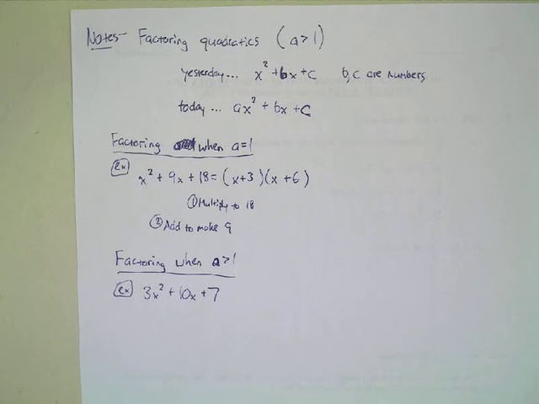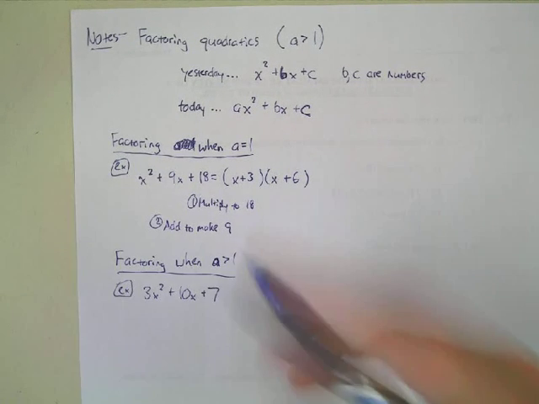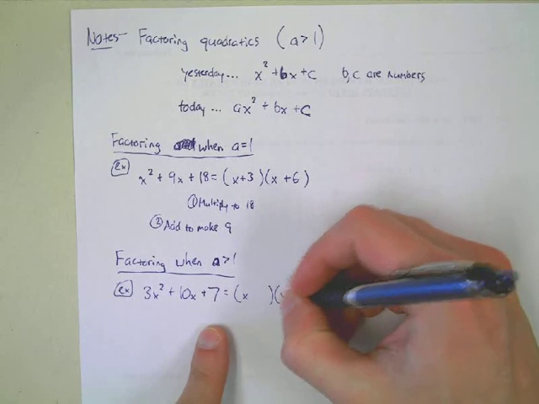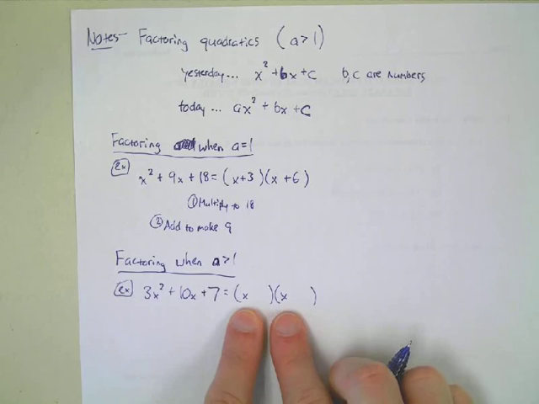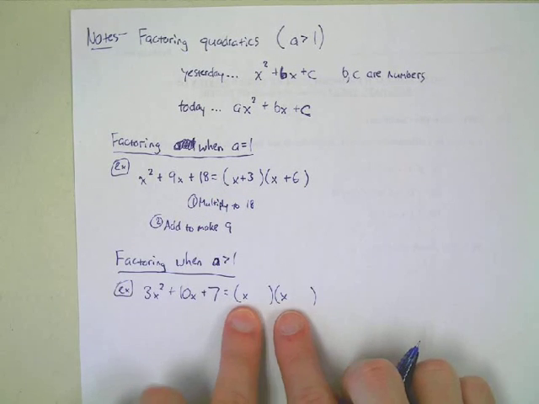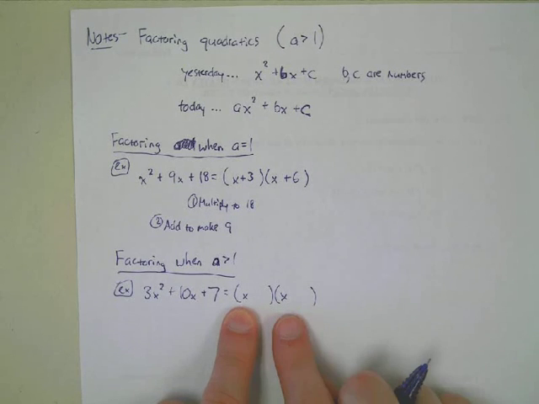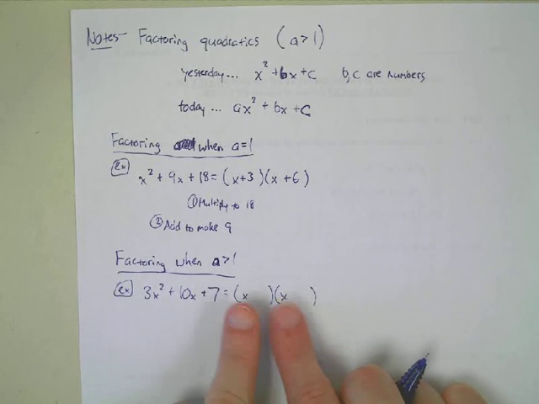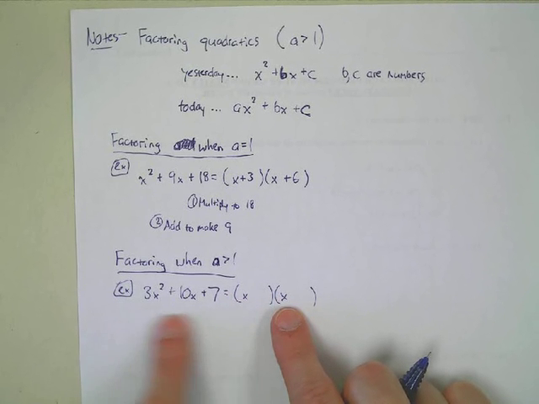Okay. So let's see if we can follow our same rules here. Can I start out with x and x like I did last time? No. Is that going to work this time? No. Why not? Because a is not equal to 1 here. If I were to re-multiply this, x times x, what's that give us? X squared. What do I need according to this, though?